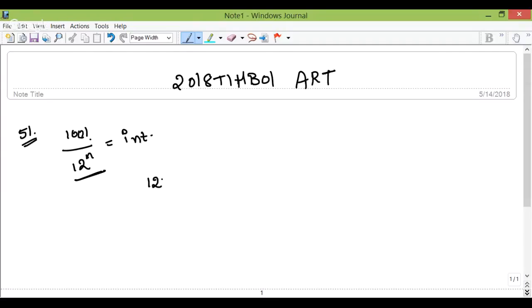Now, 12 power n, as it is not exactly a prime number, we'll write this as 2 into 2 into 3 power n, which is equal to 2 square whole power n into 3. Now, we have to find out how many 2's and how many 3's are there in 100 factorial. How to find it?